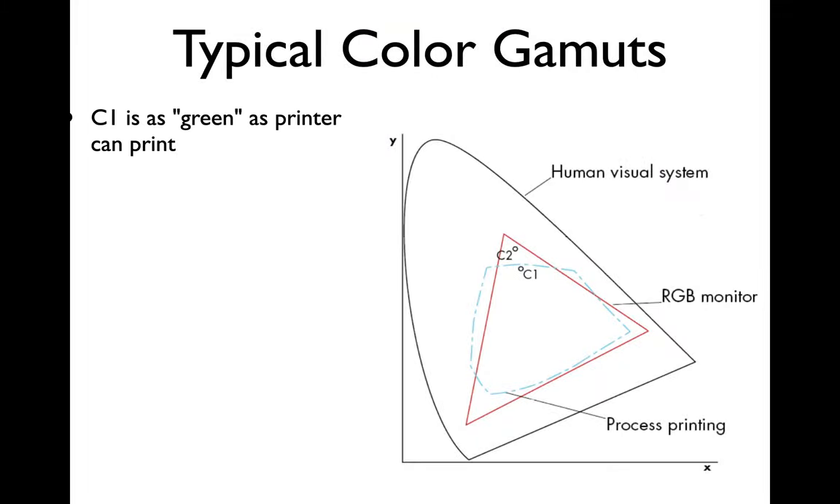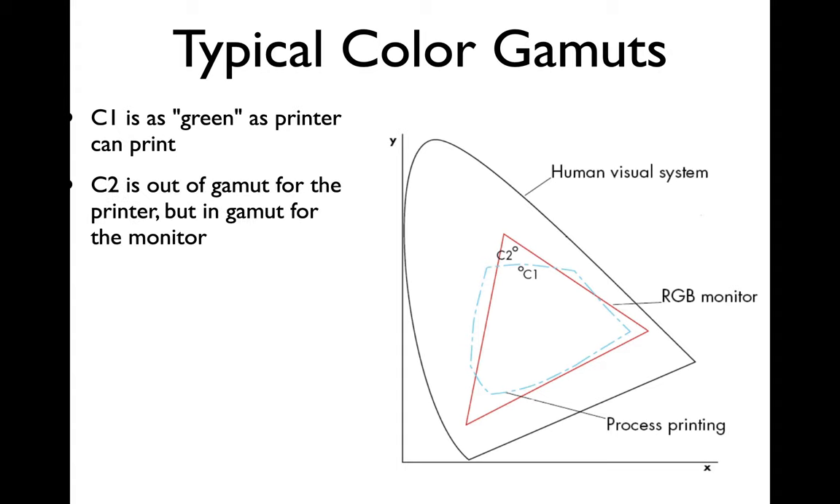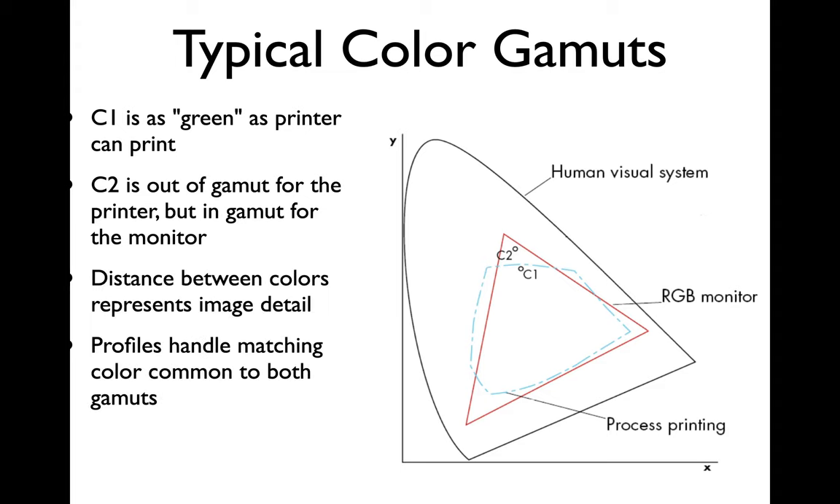So, C1 is as green as the printer can print. C2 is out of gamut for the print, but in gamut for the monitor, so I can see it. The distance between these two represents image detail. Profiles can handle the color mismatch of these gamuts. However, you need to use rendering intents to tell the profile how you want that to happen.